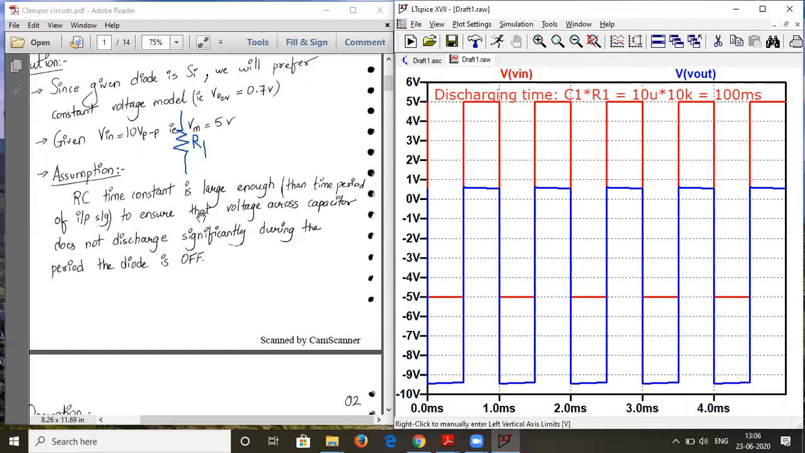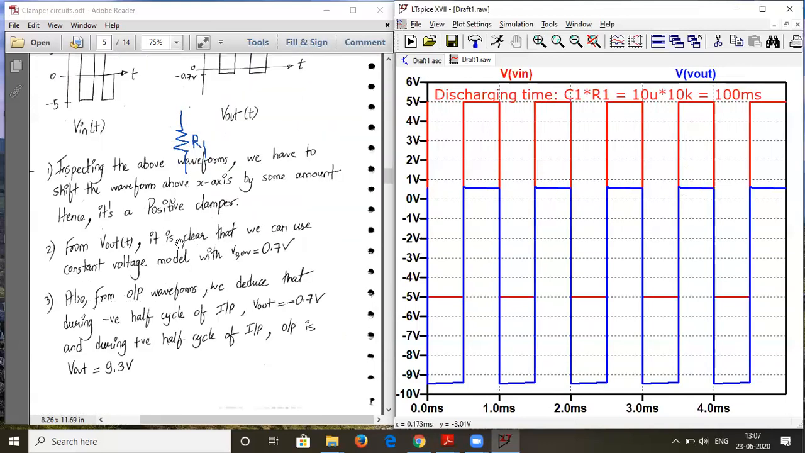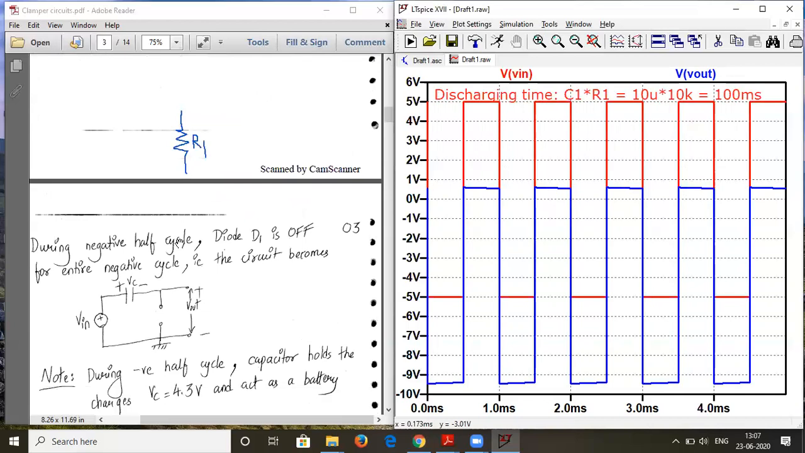So that is the underlying assumption. I repeat, the RC time constant should be large enough compared to the time period of the input signal to ensure that the voltage across the capacitor does not discharge significantly during the period the diode is off. The diode is off in the negative half cycle, so during that period the discharging time constant should be large enough. Now let me go back over here.